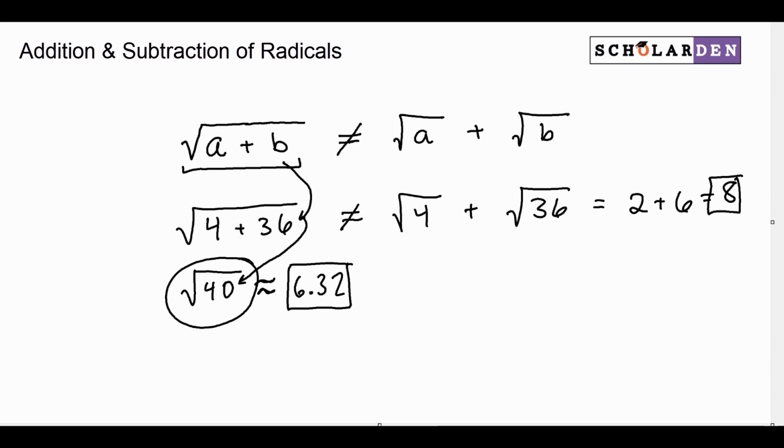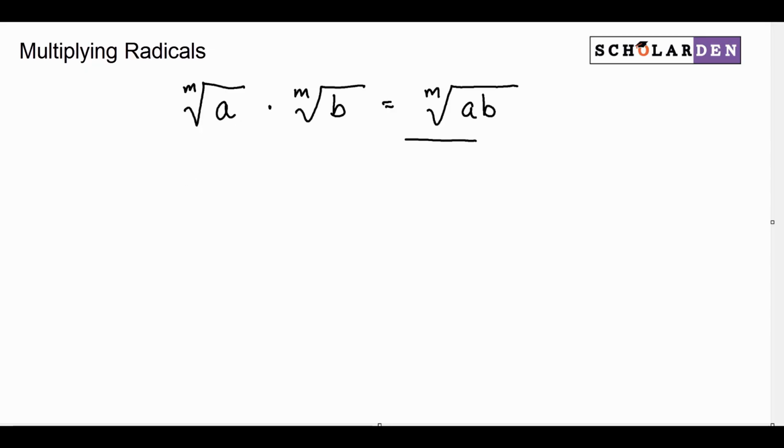What about multiplying radicals? What happens if I take any root, so the m could be a 2 or 3 or anything, some root of a times the same root of b? This only applies when these roots match up. Now you can multiply them underneath. You can go like this. That's the m root of a times b. Likewise, of course, you can go the other direction. If you had the m root of two things being multiplied, you can root them separately.